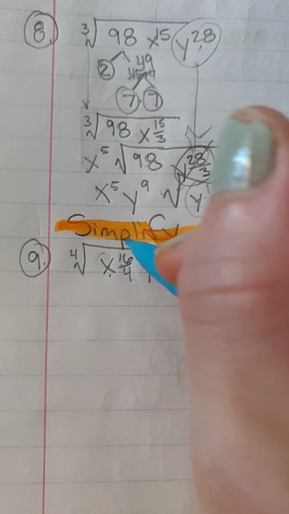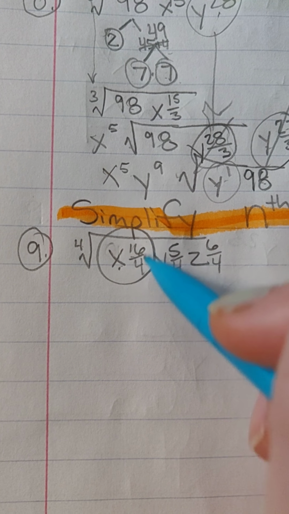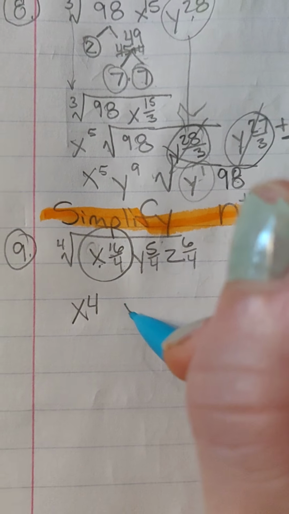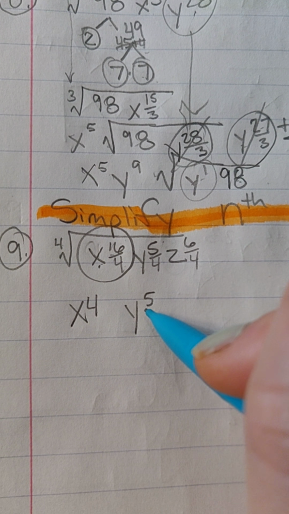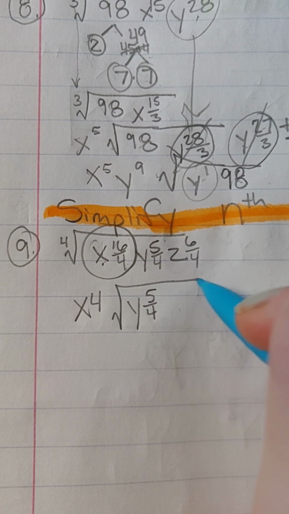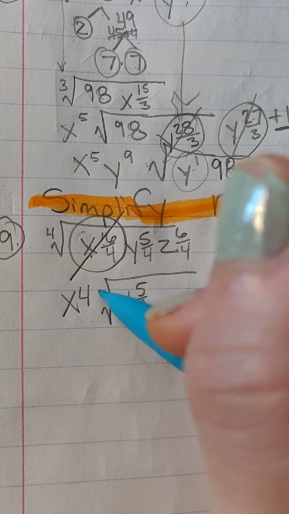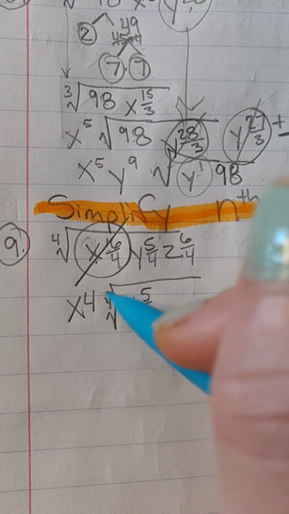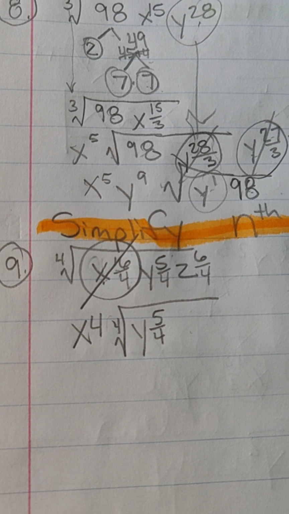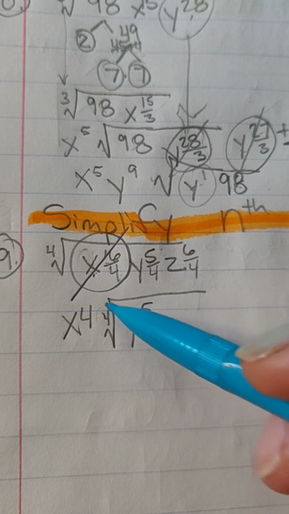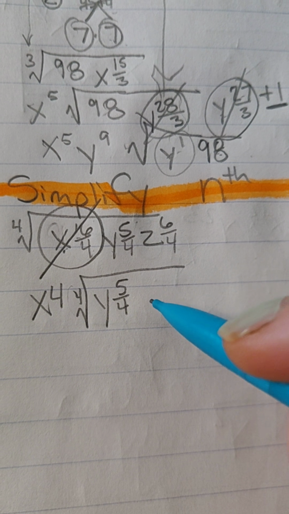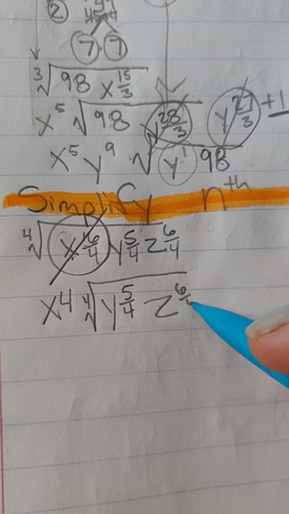So here, I'm going to work with this part first. 16 divided by 4 is 4, so I've got x to the 4th. And then here, that's the same as y to the 5th divided by 4, and then that part's done. You've got to always remember to write this number here also, because if you don't, then you're going to end up messing up somewhere, and you're just going to probably find a square root. So you got to make sure that you always write that number here, especially on a test or a quiz. And then we've got z to the 6th divided by 4.